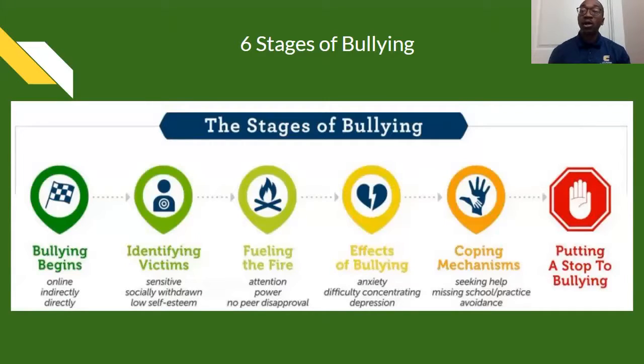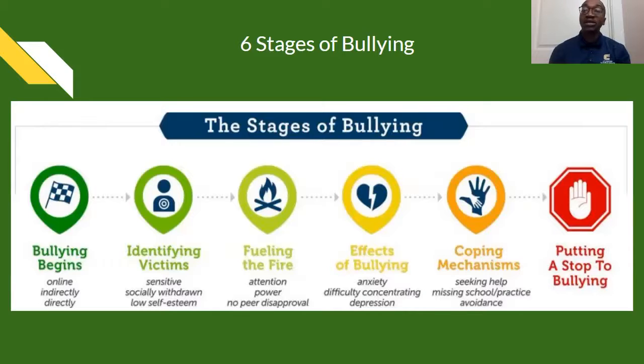And then that's when they identify the victim, which is the second stage. As we talked about earlier, they may be seeking students who are isolated from everyone else, students who may be viewed as different from other people. And then after they start bullying that person, they try to fuel the fire. They gain attention from other people, or when no one says anything to that person, they will continue to bully over time.